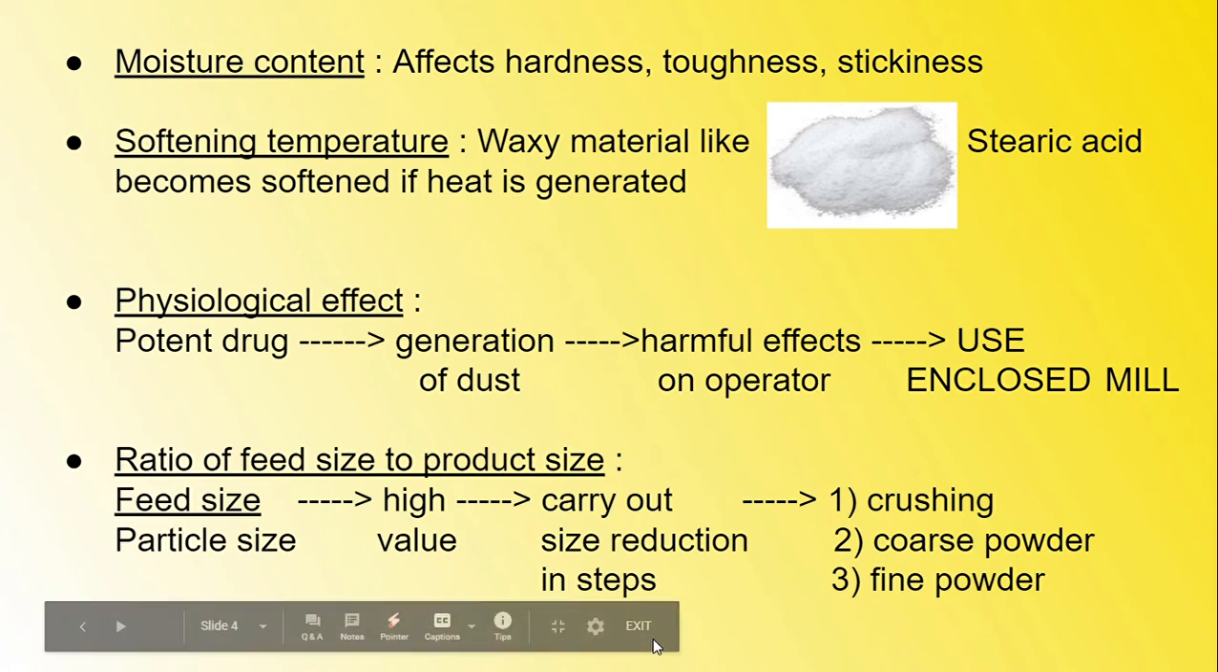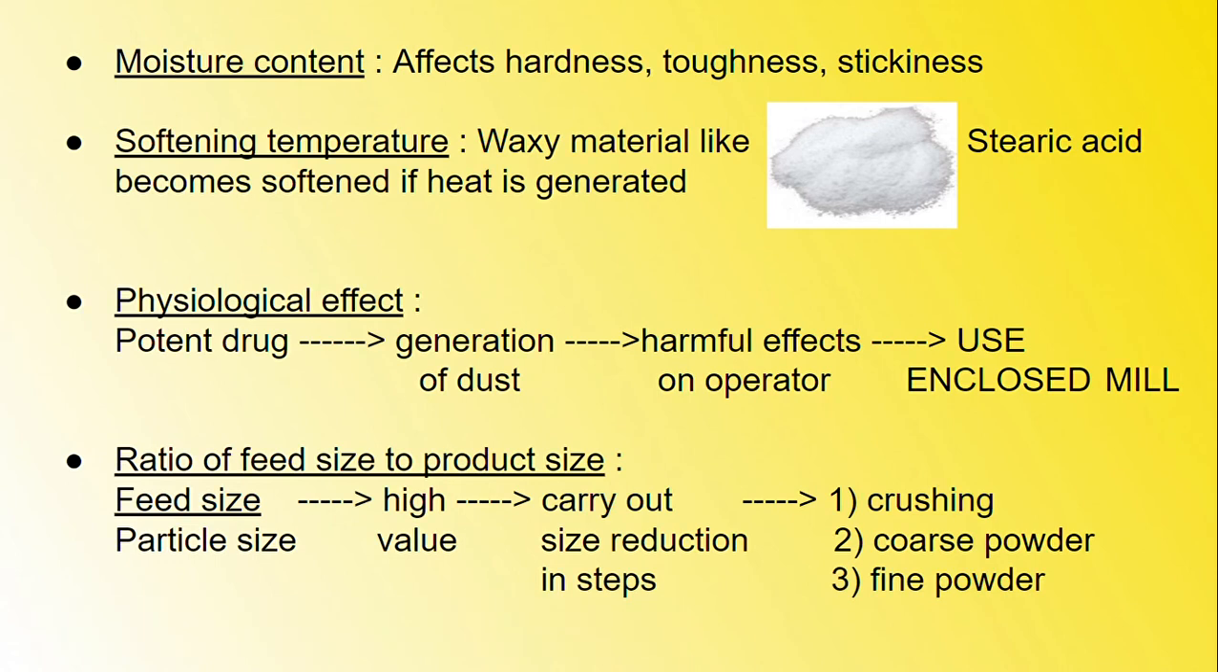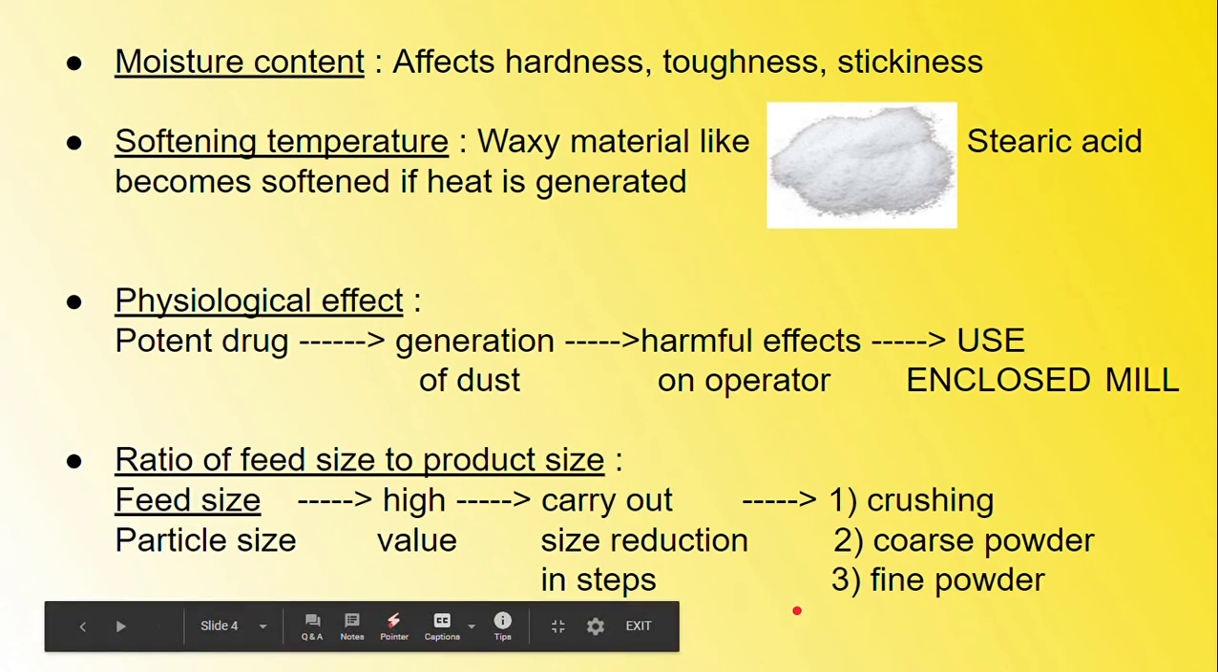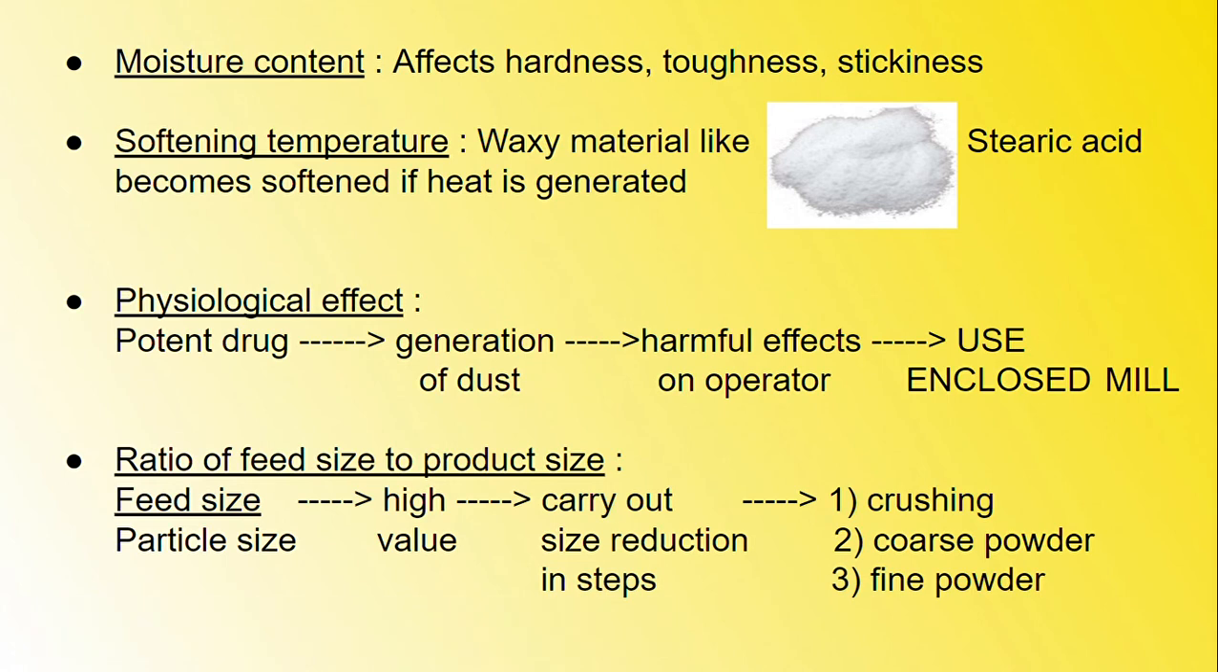For example, for such a material, in the first step go for crushing of the material. After crushing, convert the material into a coarse powder in the second step, and in the third step, convert that coarse powder into a fine powder and try to make it monodisperse. So, with these size reduction factors affecting the unit operation, the powders should be, as far as possible, of a narrow particle size distribution or monodisperse, which will facilitate the formation of the dosage form from the API much faster, and it will remain stable throughout the shelf life.